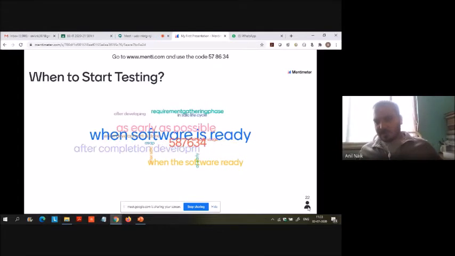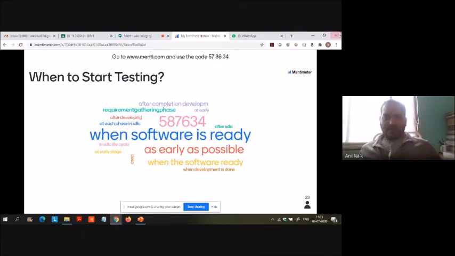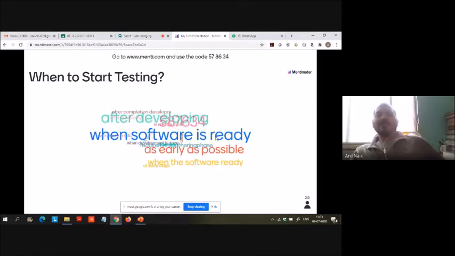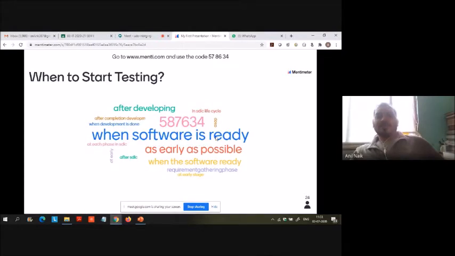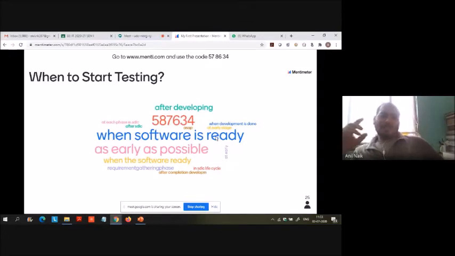Here I can see 22 students, now 23 students using it. After completion of development, after developing, at each phase in the SDLC. So when to start the testing? It is at the early stage, as early as possible. We need to start the testing early to save cost and effort.